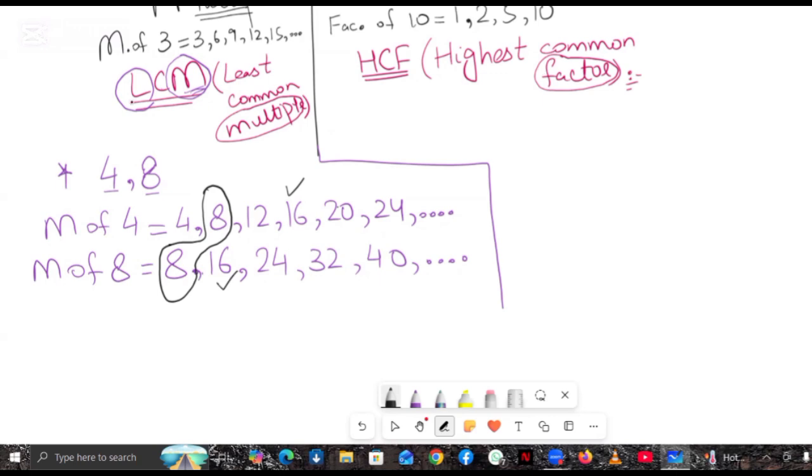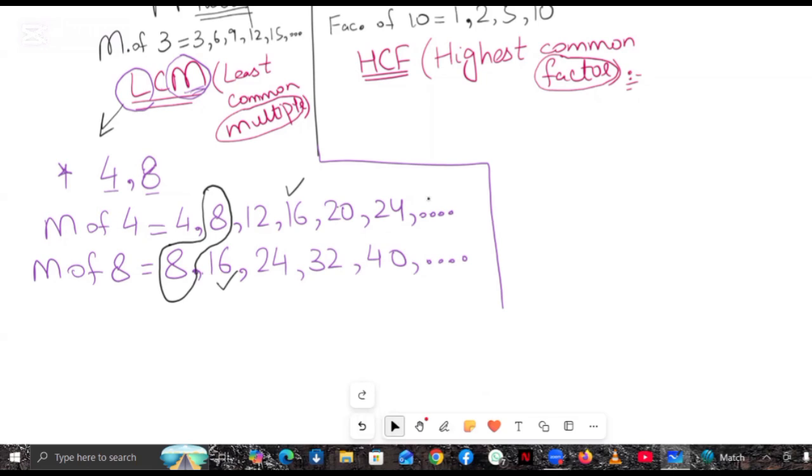Can you find the highest common multiple of any numbers? No, we can't find the highest common multiple of any 2 numbers or 3 numbers, because this sign shows continuity, that it's just going on. You can just find the lowest common multiple. Is it clear? This is the main concept of LCM.